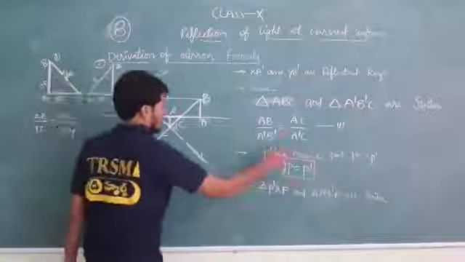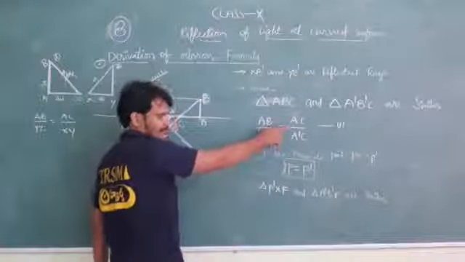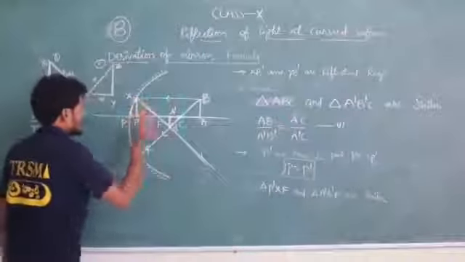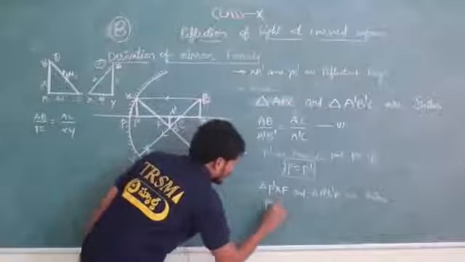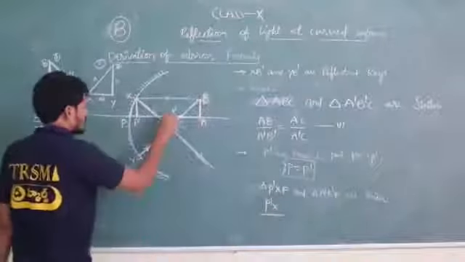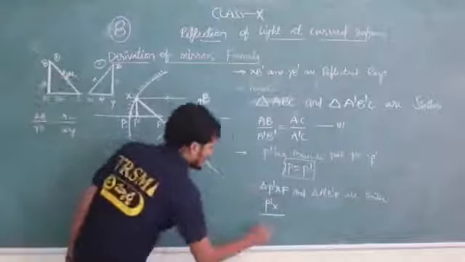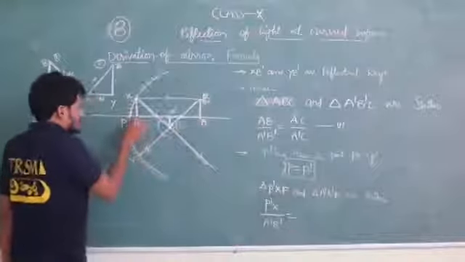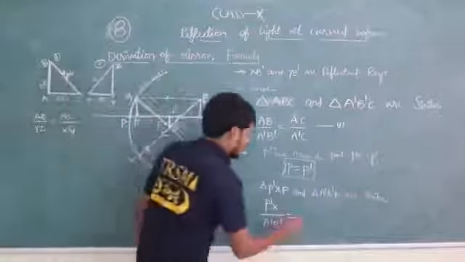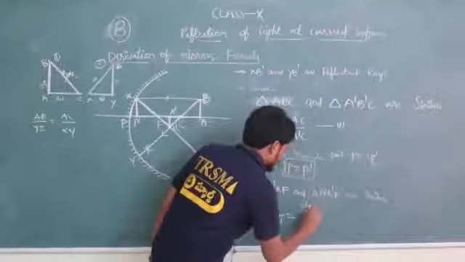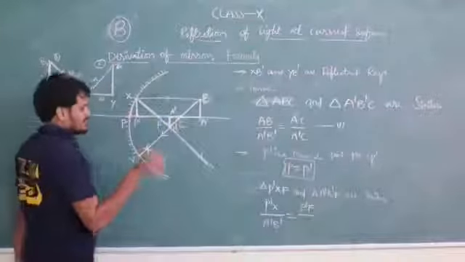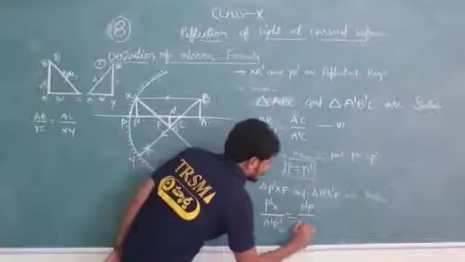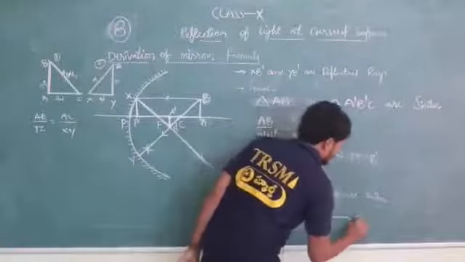So apply the same relationship, how I took the relationship in equation number 1. So, similar. Opposite side of first triangle is P dash X, by opposite side of second triangle A dash B dash, equals adjacent side of first triangle P dash F, by adjacent side of second triangle A dash F. Say this is equation number 2.